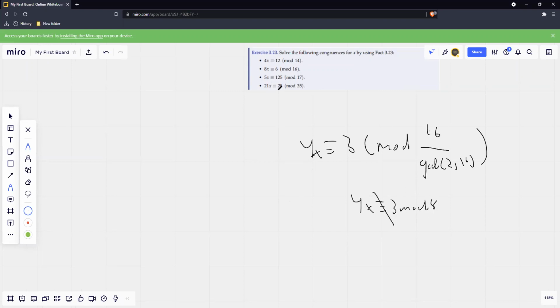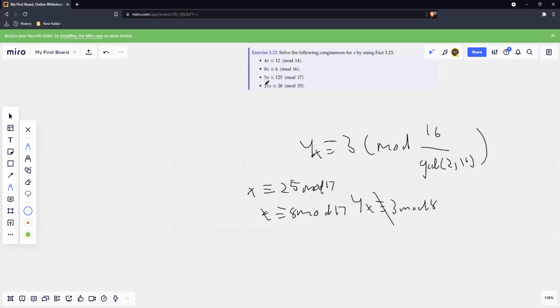Next, we want to divide by 5 because we can divide by 5. x is congruent to 25. I note that since the GCD of 5 and 17 is 1, they are coprime, so we don't have to change the modulus. Don't do anything to the modulus, right? So x is congruent to 8 modulo 17.